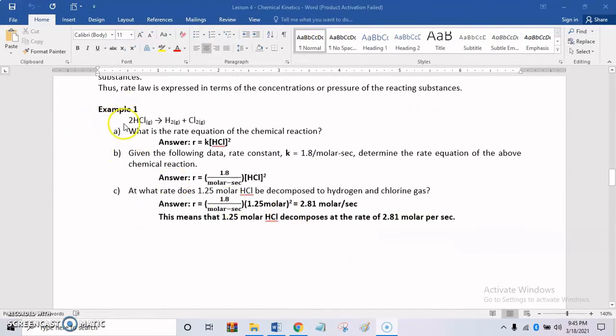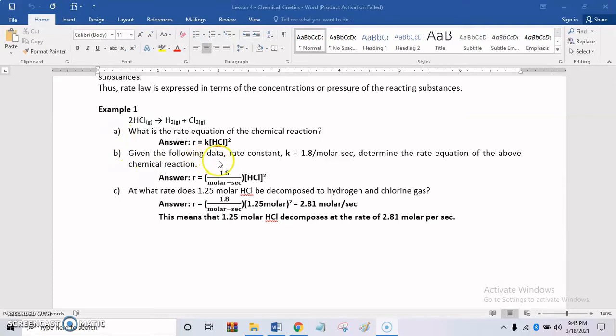Example 1. This is the one from earlier. Hydrogen chloride gives hydrogen gas and chlorine gas. What is the rate equation of the chemical reaction? Simply, the rate equation is R equals k times the concentration of HCl raised to the power of 2. Why 2? Because of 2 moles. That is the answer to question A.